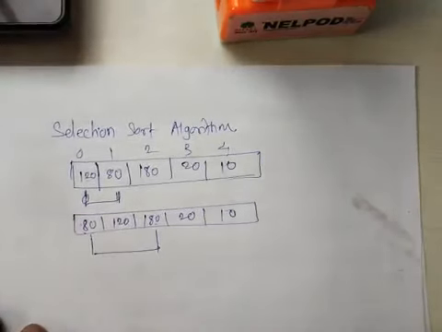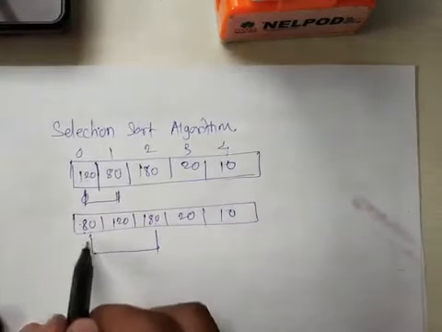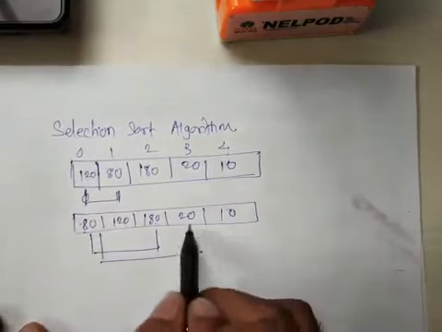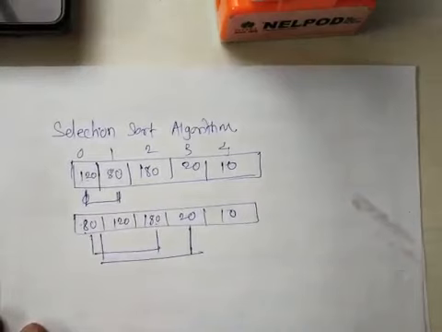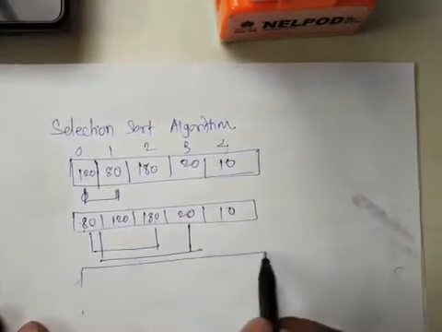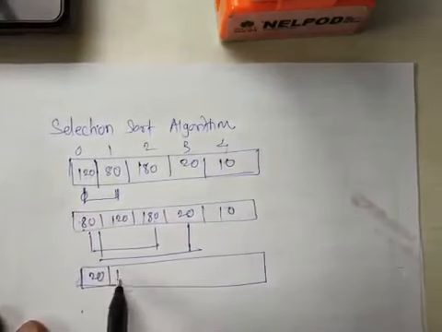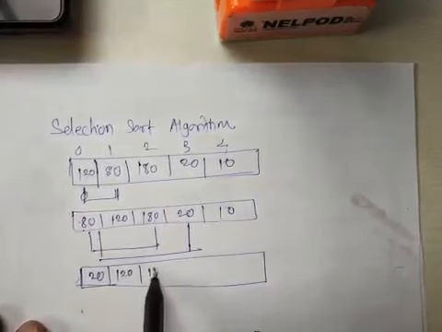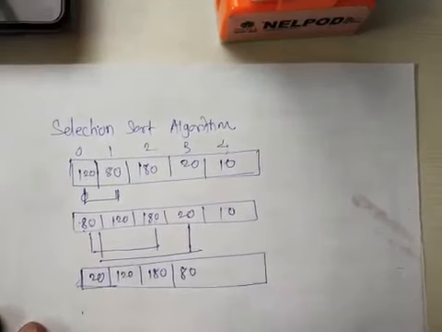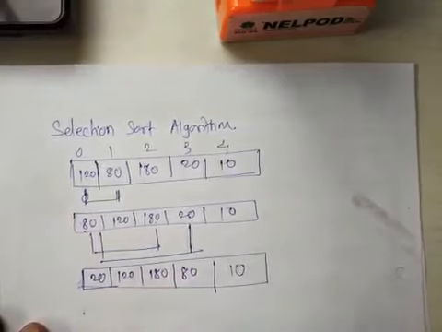Next we compare this 80 with 20. What do we find? 20 is less than 80. So we directly swap 20 and 80, and the array becomes 20, 120, 180 and 80. We just interchange their positions and do not disturb the other elements.